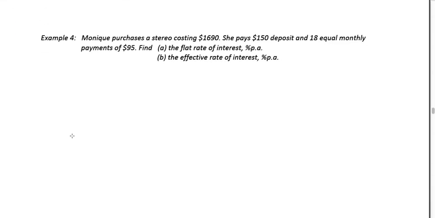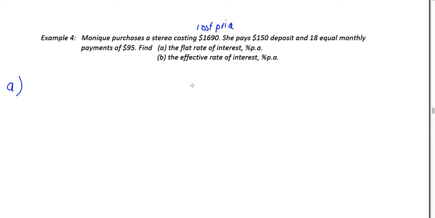We'll get stuck into it so we can have a look at how they would compare. So to start off with, we have another hire purchase agreement. We've got cost price of $16.90. We've got a deposit here. We've got 18 monthly payments. So you can see 18 months would be a year and a half. So already we can get our time value. Let's get the flat rate of interest.